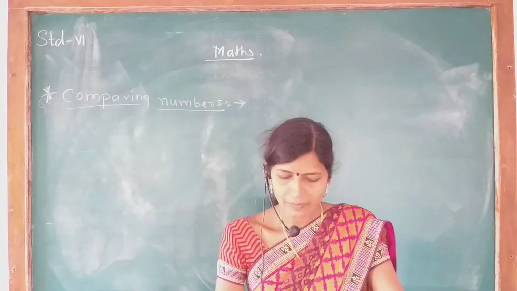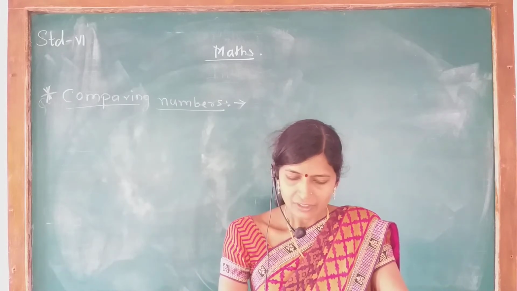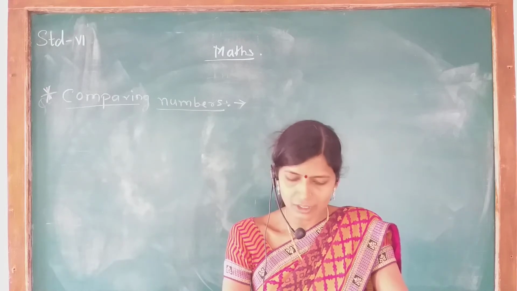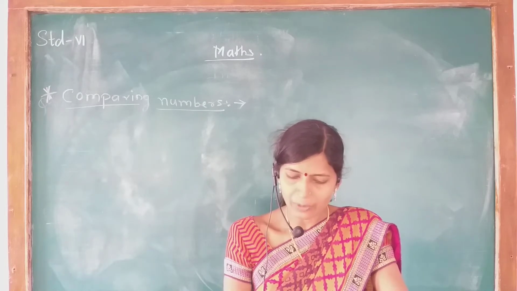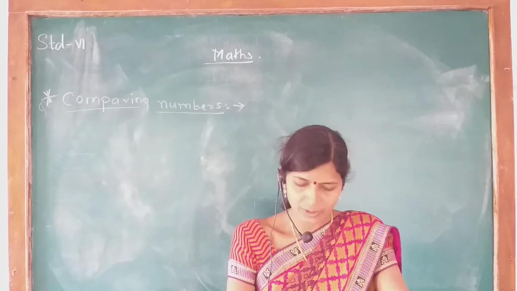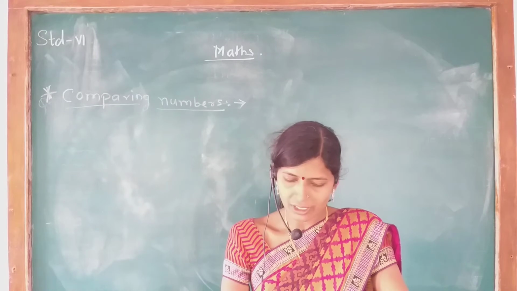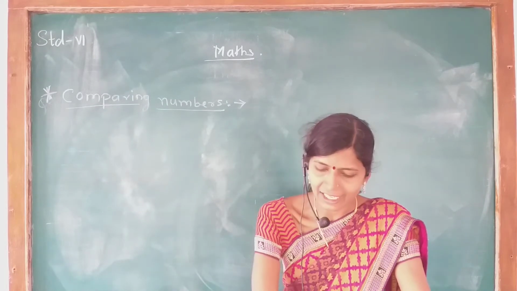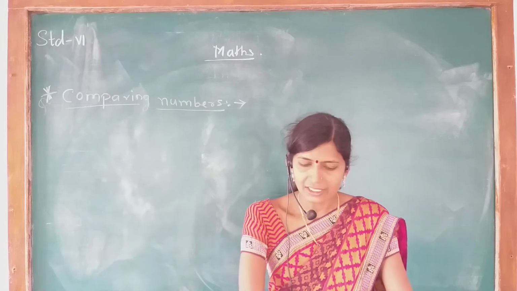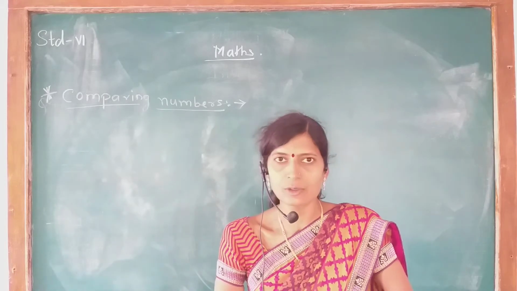Above process means which process? That is, if the second digits from the left in both the numbers are equal, then compare the third digits from the left and continue the above process, means that only, till you come across unequal digits at the corresponding places. The number with the bigger digit at the corresponding place is greater of the two.